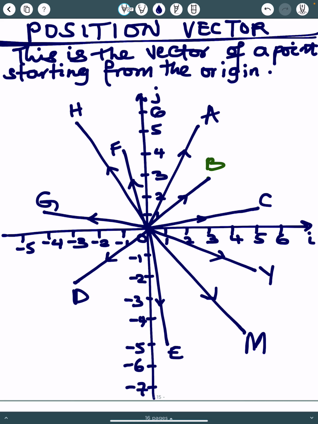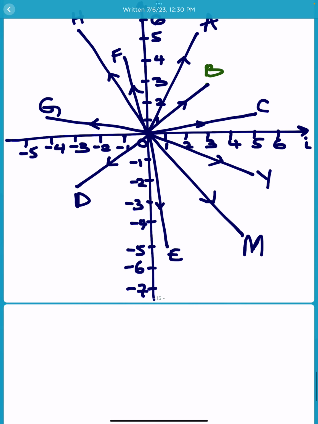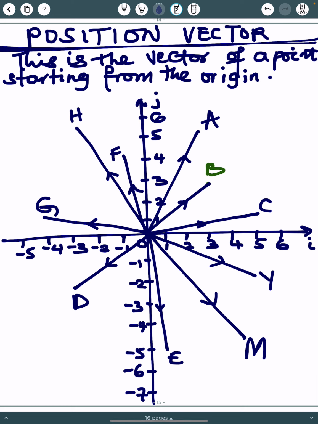I can write each of them. For each of them, we can write their dimensions. Let's start from OA. The position vector OA is 3 units from the origin. It is 3 units on the x-axis, and 5 units on the y-axis. That's vector OA. So the position vector OA is 3i plus 5j.